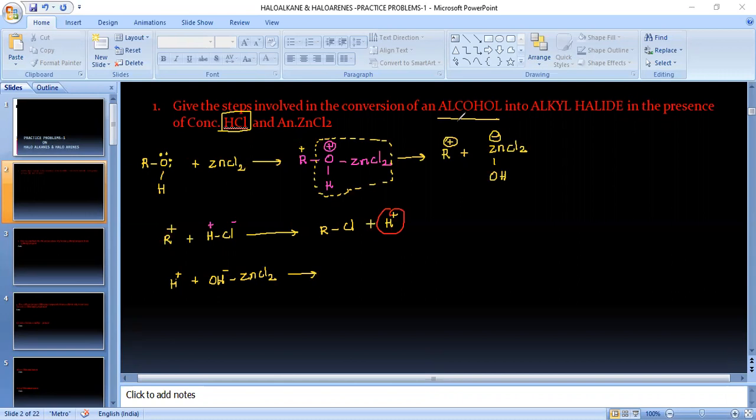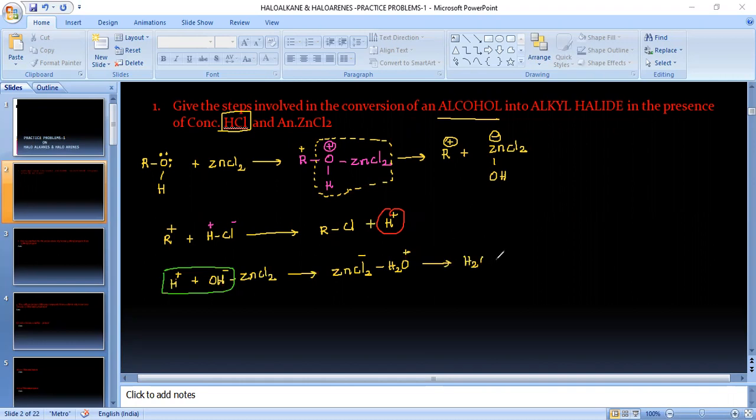Water molecule like this, H plus and that OH minus, and loss of what? Water molecule. That remaining, what type of product can we write here? That ZnCl2 and H2O plus, isn't it now? H2O plus and ZnCl2 minus, where this compound is separated as what?